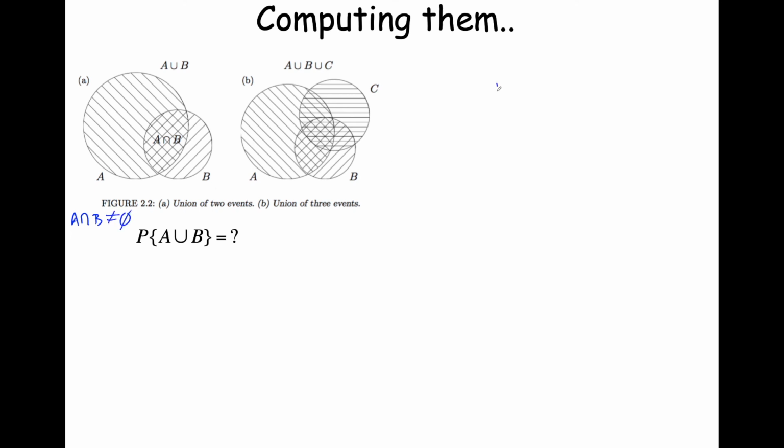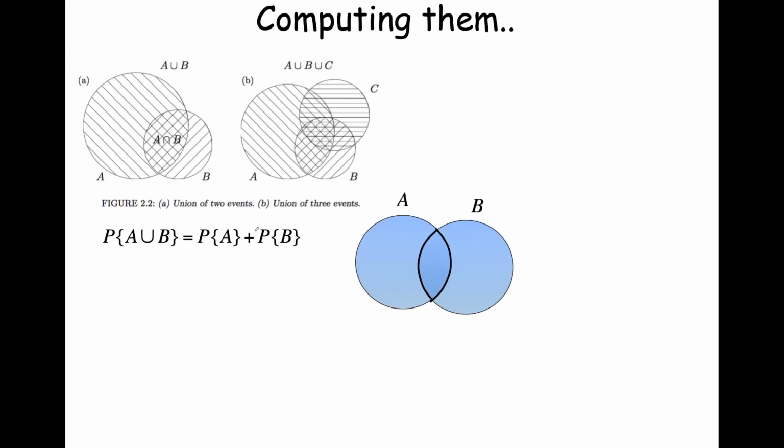Well, in the Venn diagram, if A and B are mutually exclusive, we have A here, we have B here, and they do not overlap. That's why we can add. But here, in this particular example, they do overlap. So what is this? Is it equal to the probability of A plus the probability of B? No, it is not. The reason for that is as follows.